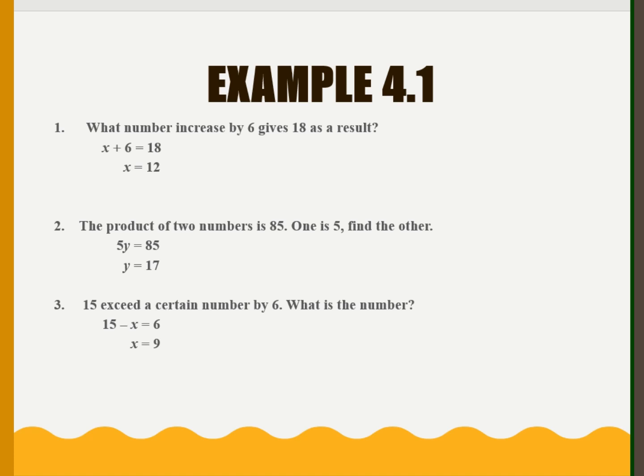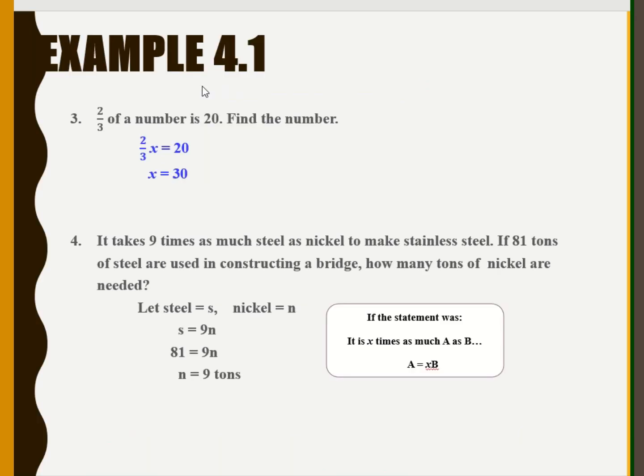All right. Moving on. 2/3 of a number is equal to 20. You just follow the language. So 2 over 3 x equals 20. You find the unknown. Okay, you will see these equations many times from now. You will see this phrase.